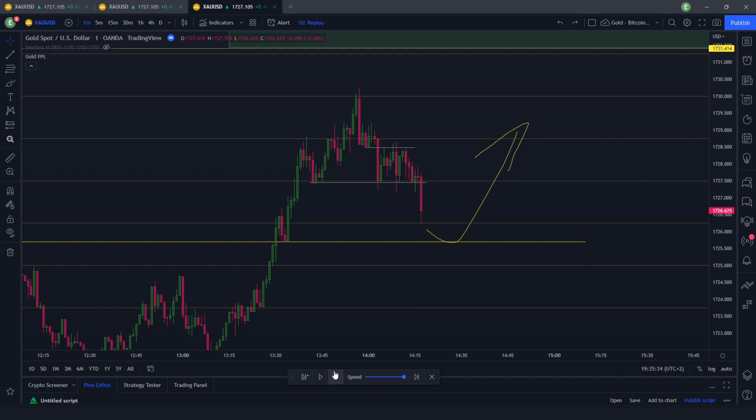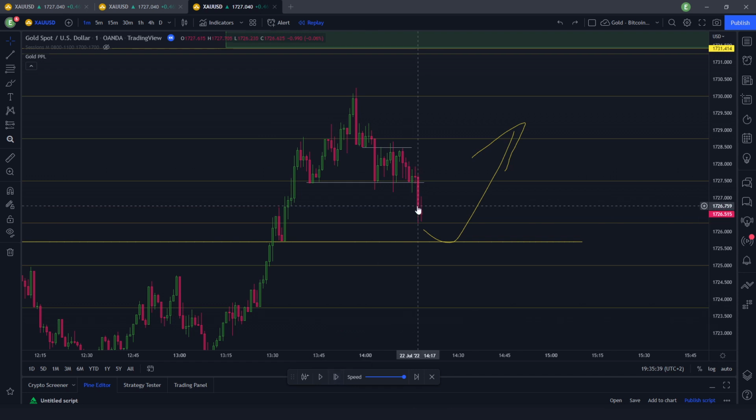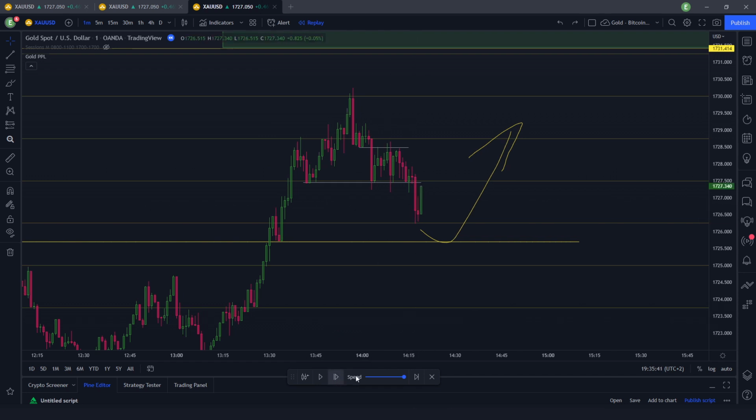And there you go. As I told you, one candle goes all the way back down. We're coming towards COMEX open. This one is the first bounce to the, I think I showed you before.